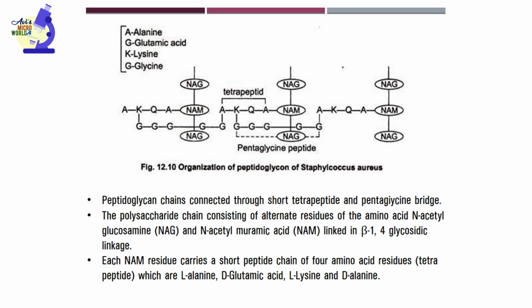The polysaccharide chain consists of alternate residues of N-acetylglucosamine, that is NAG, and N-acetylmuramic acid, NAM, linked by beta 1,4 glycosidic linkage. Each NAM residue carries a short peptide chain of 4 amino acid residues, that is a tetrapeptide, which has L-alanine, D-glutamic acid, L-lysine, and D-alanine.